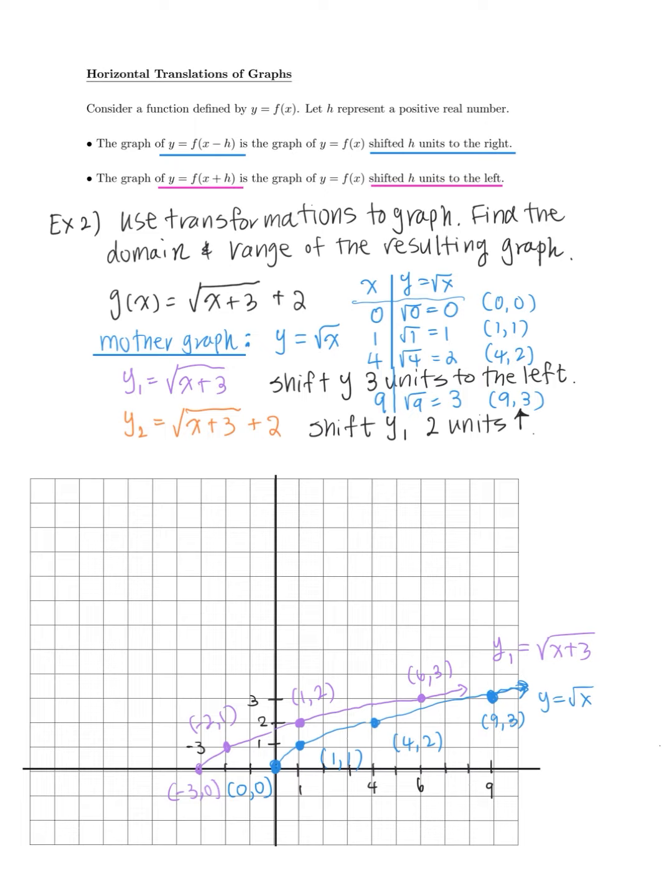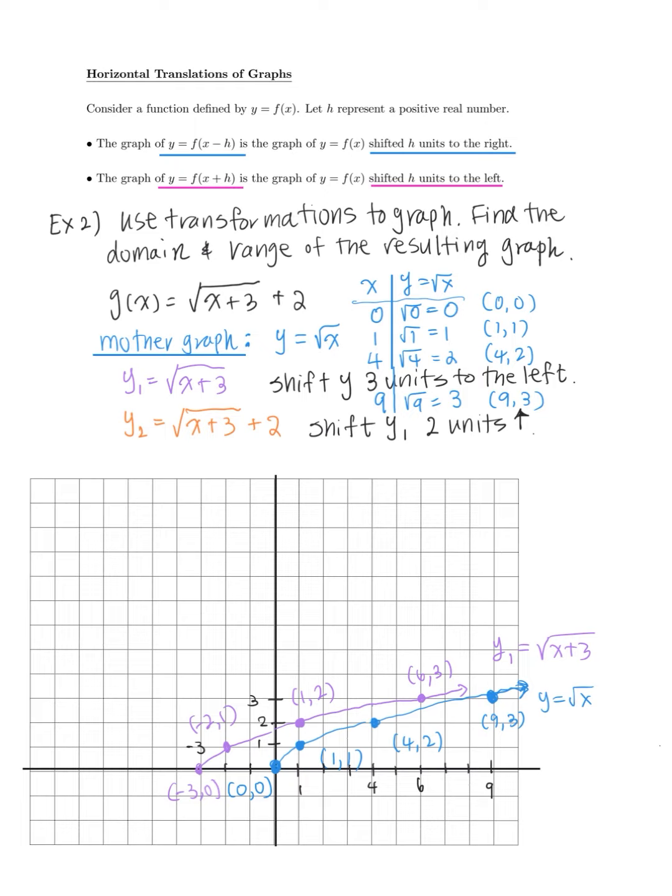So what we need to do is we're going to have to shift y1, which is the purple curve, 2 units above. So before you even start plotting the points, think about what values are changing. If you go upward, does the x value change? No, just the y, right? So you're going to be changing the coordinates on the y. All right, so let's do it.